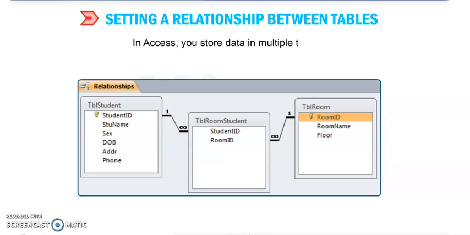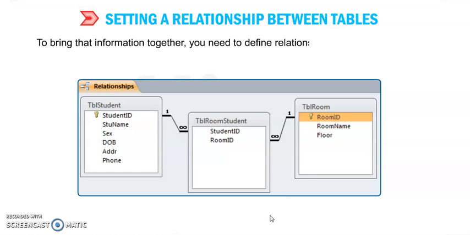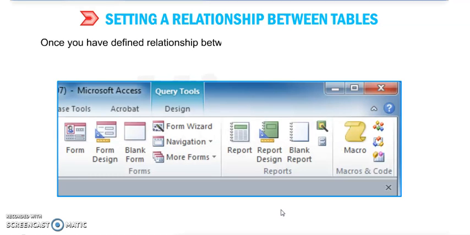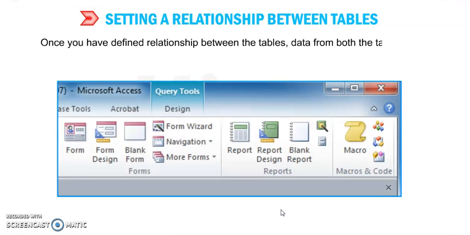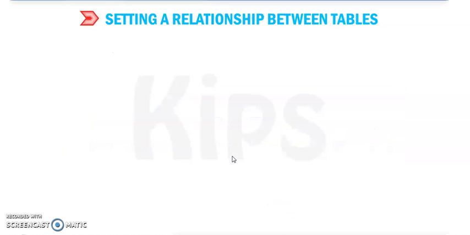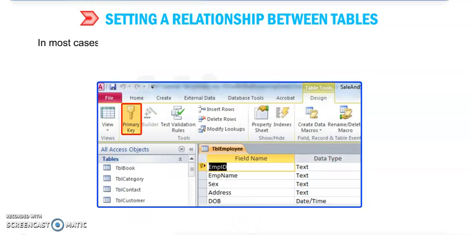In Access you store data in multiple tables. To bring that information together, you need to define relationships between the tables. Once you have defined the relationship between the tables, data from both tables can be used by a query, form or report. Okay, we can take the data not only from the table, but we can also make a relationship between forms, reports and tables. A relationship works by matching a field with the same name in both tables. Okay, the field name should be the same.